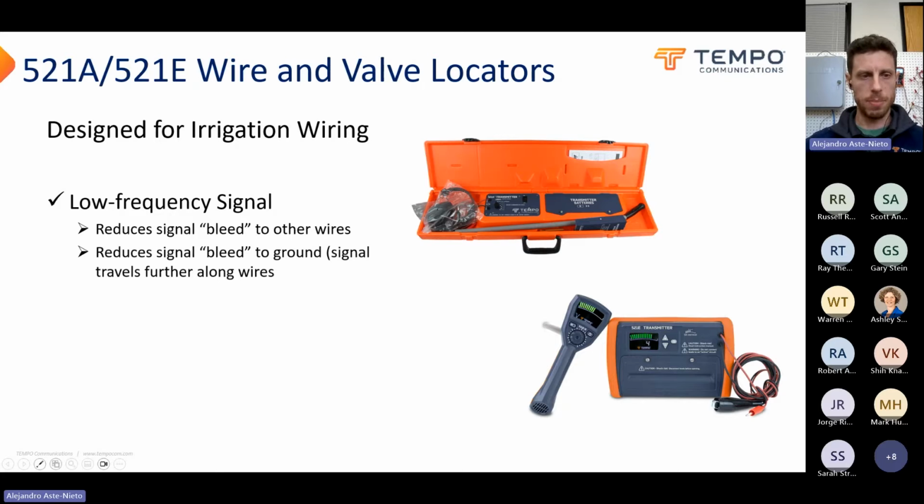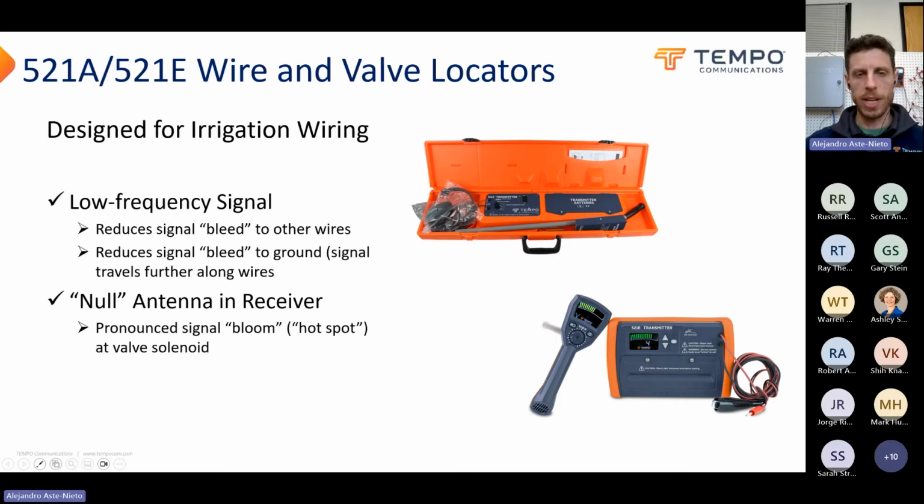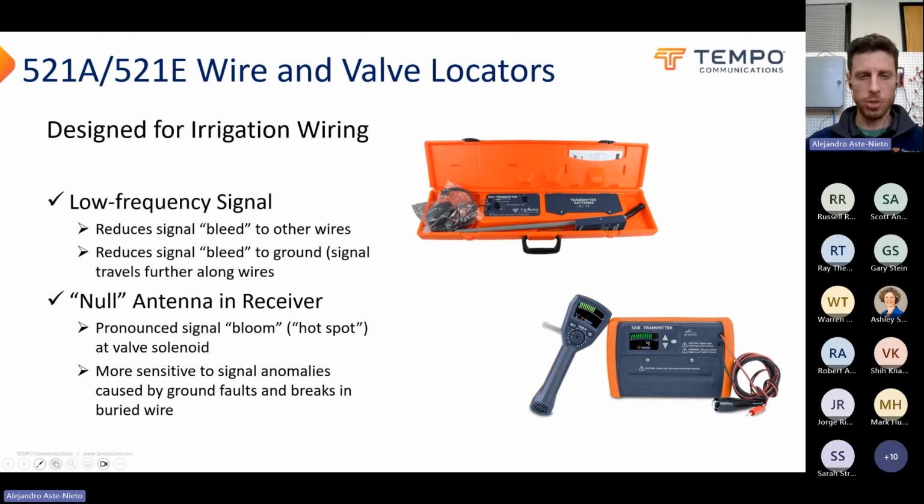It also has a reduced signal bleed to ground, meaning it will give you a further signal along these wire paths. Higher frequencies tend to diminish quicker. It has a null antenna in the receiver, which gives you more of an exaggerated response at a solenoid. So that's obviously helpful for finding valves. Not only that, but it's more sensitive to other things on your wire path. So that might be faults or splices. For that reason, null antennas are very helpful in irrigation systems.